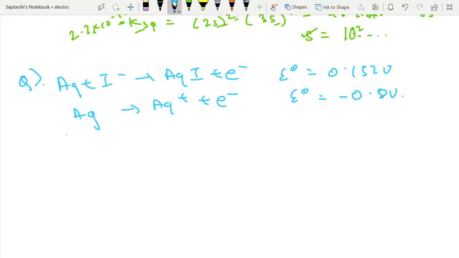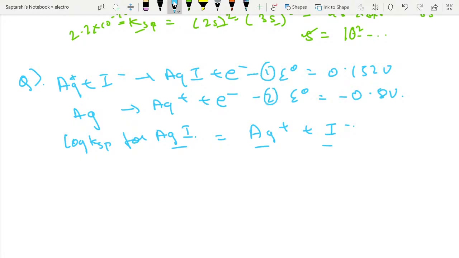Okay, they are saying find log KSP for AgI. So find the solubility product of AgI. To find the AgI solubility product, you need to know how it dissociates. It dissociates into Ag plus and I minus. So you need this on the product side, and you have these two equations, right? So you need to reverse this. This needs to be reversed.